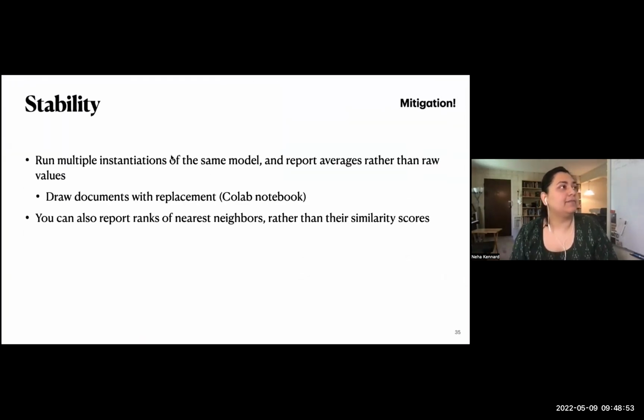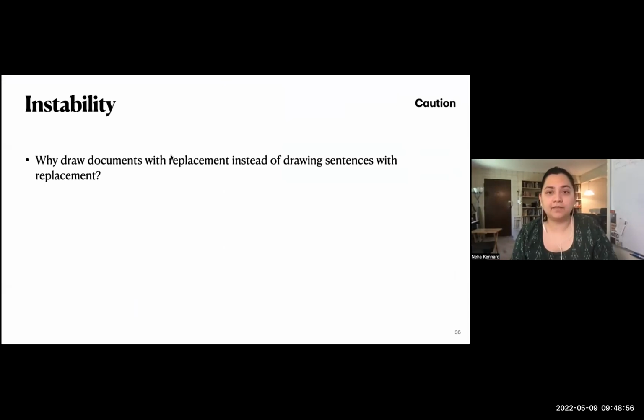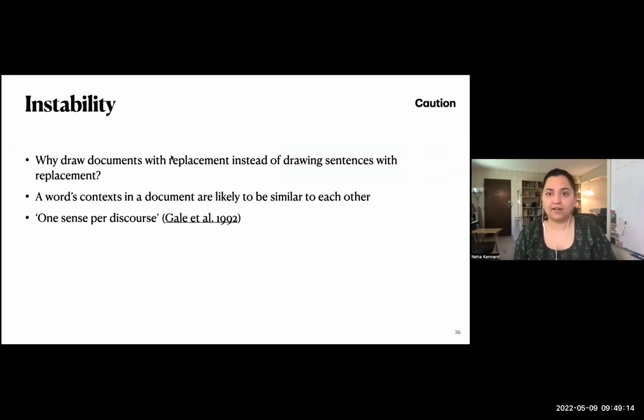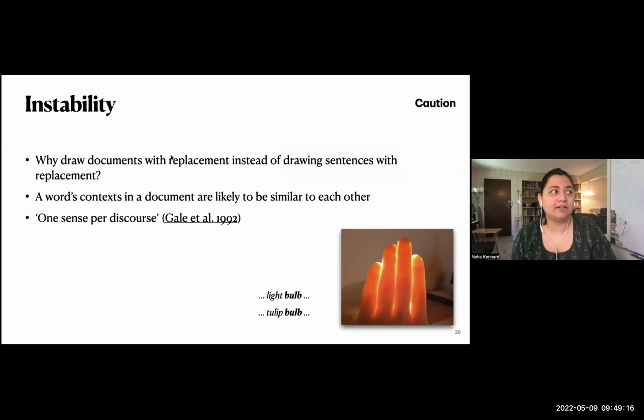So yay, we are able to mitigate this. I wanted to also mention why we draw documents with replacement rather than drawing sentences with replacement, which would be so much easier. I want to point out that a word's contexts in a document are likely to be very similar to each other. This is sometimes called the one sense per discourse concept. If you think about our earlier example, it's very unlikely that in a certain document you're going to get a light bulb and the tulip bulb context.